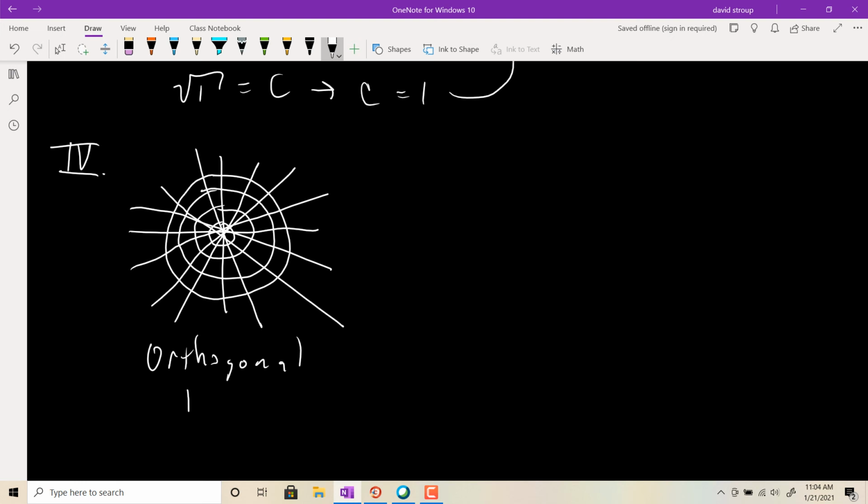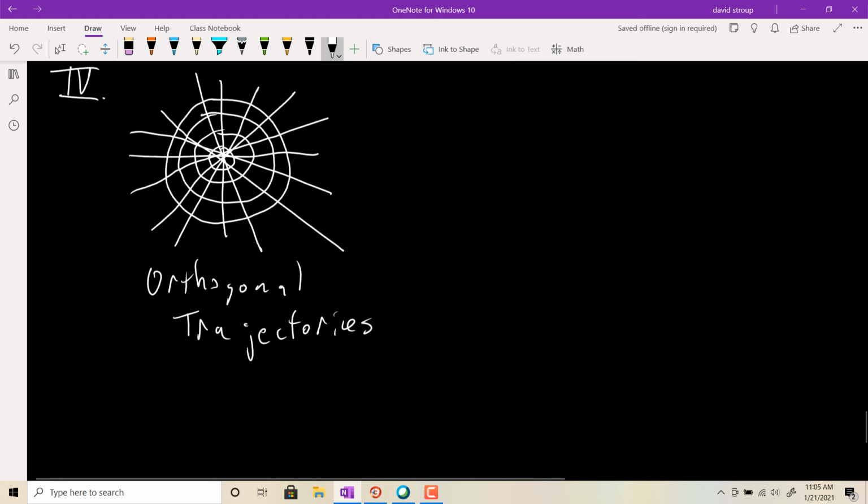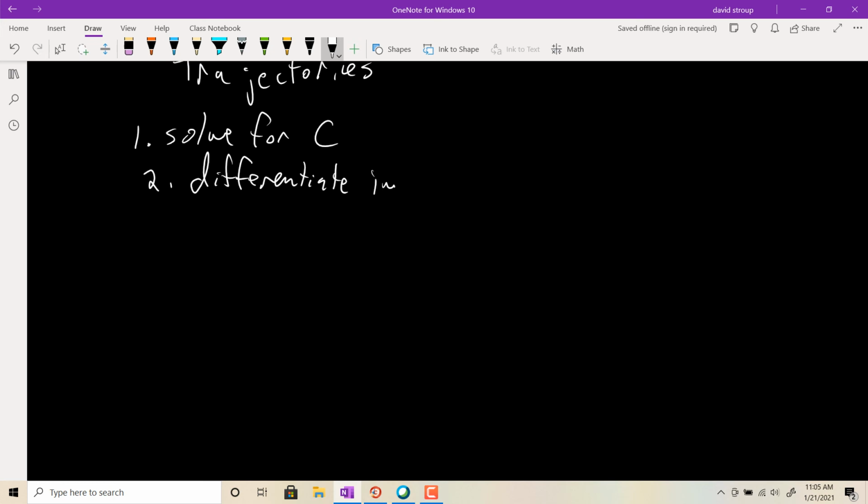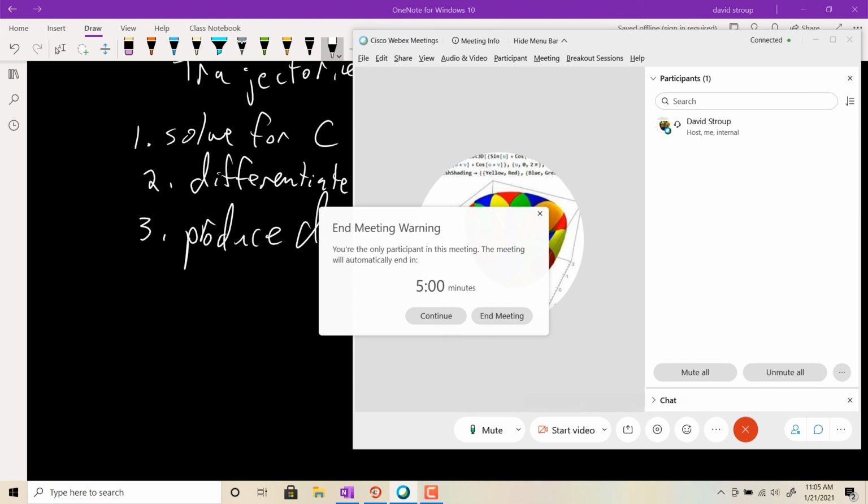And what they're going to do is give you a family of curves, and you have to find the family of curves that's orthogonal. So you use differential equations. I have a program written out for doing these. First, you solve the given family for C. Then you're going to differentiate implicitly. Then you're going to produce a new differential equation.